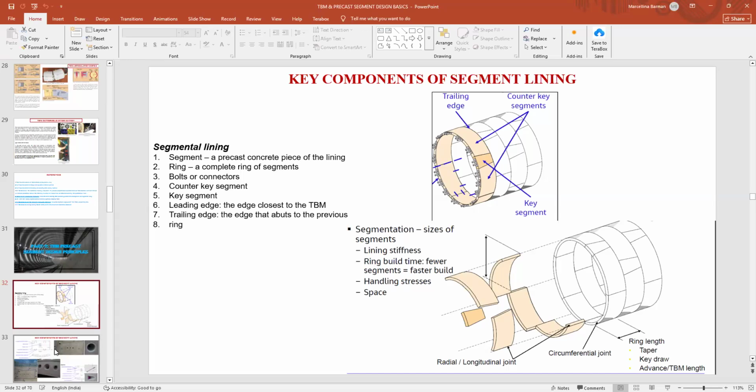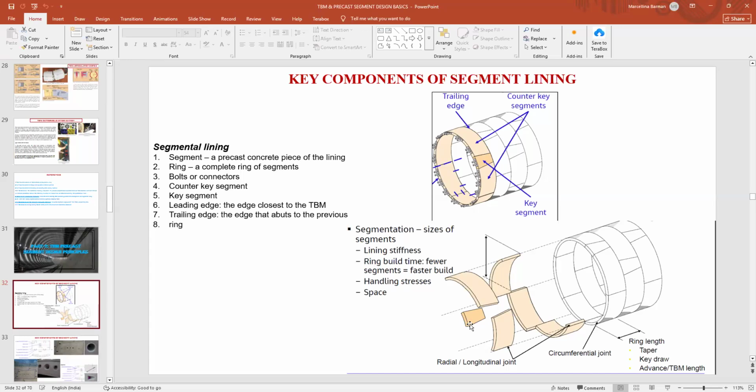Segment means each precast concrete piece of the lining, and whenever they are joined, they make the complete circle. So if it is a 5 plus 1, that means there are 6 pieces. Each piece is joined by bolts. The bolts can be circumferential bolts or longitudinal bolts. There are also counter key segments. Counter key segments means the key piece, that is the joining of all the segments.